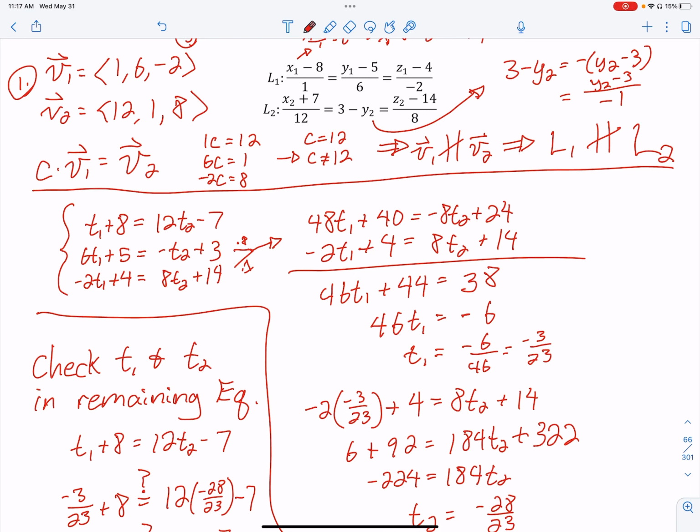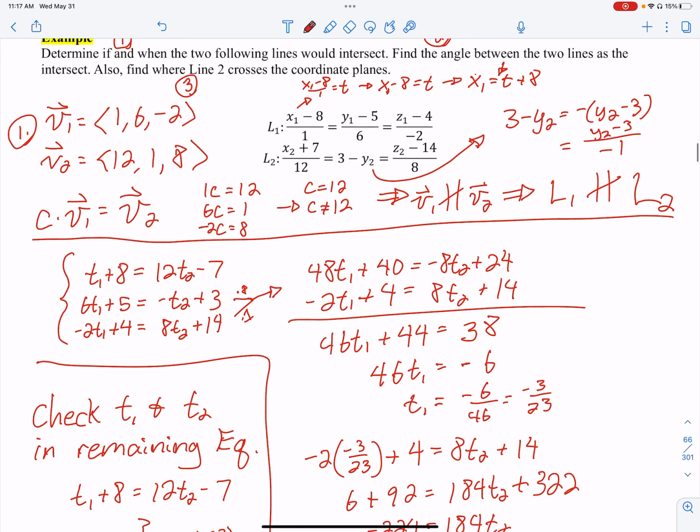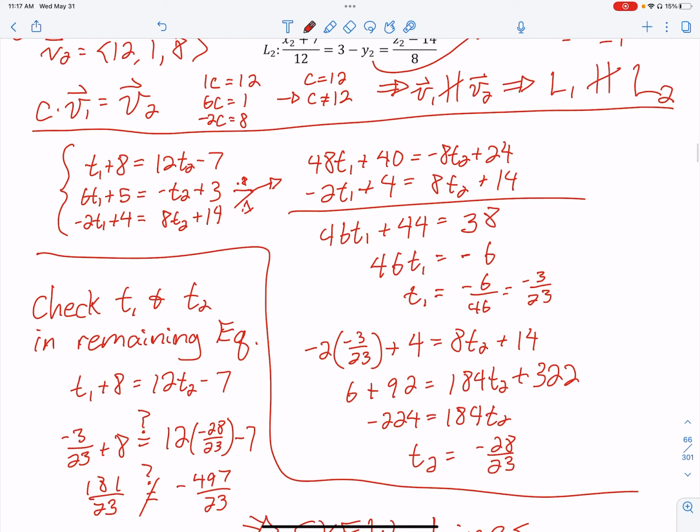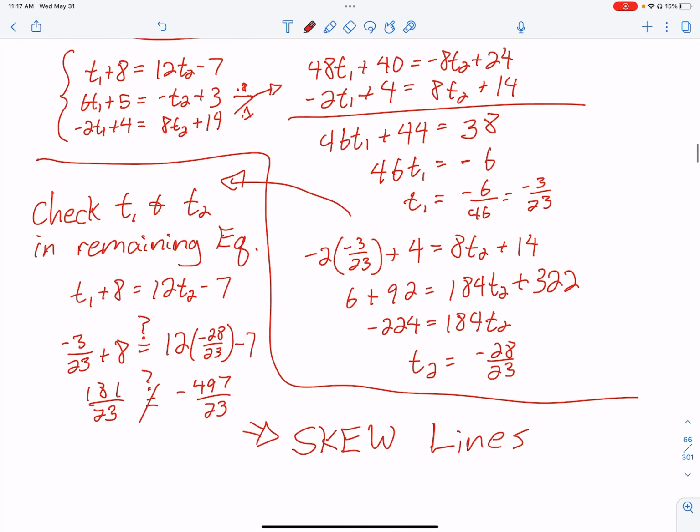Now, when they're in symmetric form like up here, we're going to need to set each part equal to t and solve like we did in that first equation. Set them equal, pick two of them that you want, work with those as a system, figure out t1 and t2, and then we took that and plugged it in to check. If they work out equal, then that's where they intersect, and you just plug it back in to find it. If they're not equal, then they are skew lines.